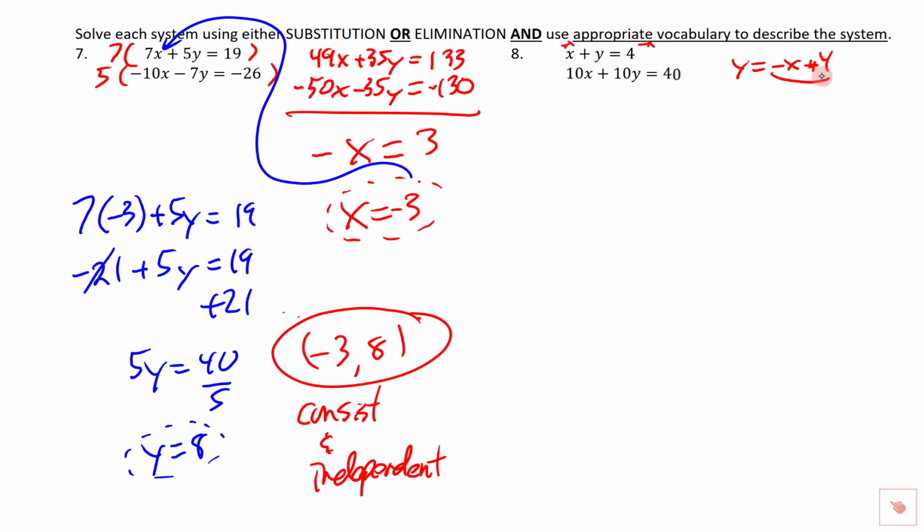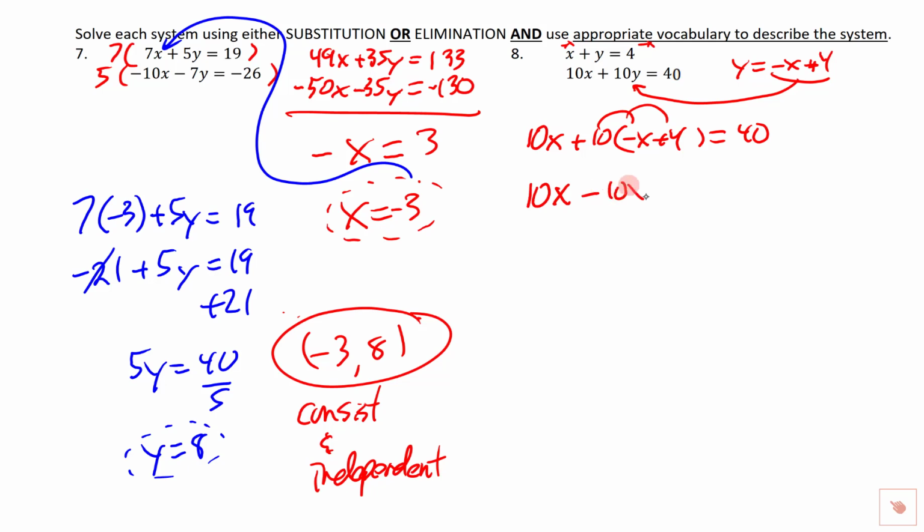So wherever there's a y, we're going to put negative x plus 4. So I'm going to put that in right there. So we end up with, let's see, we've got 10x, and then we're going to do plus 10, and then in parentheses, we're going to put what y equals. That's negative x plus 4. And then over on the other side, we've got that 40 right here. So let's see, we distribute through, and we end up with 10x.